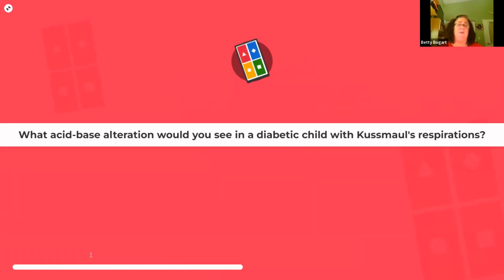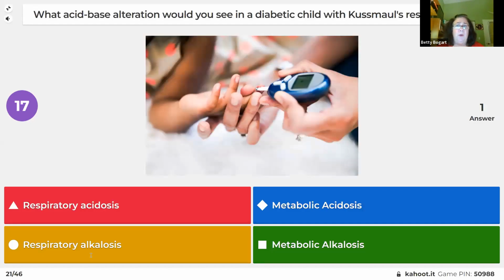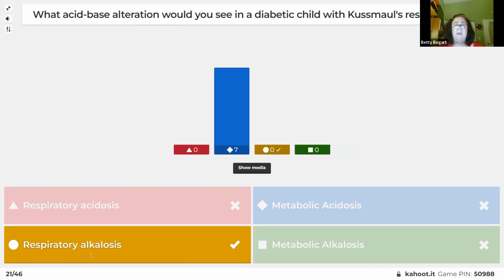What acid-base alteration would you see in a diabetic child with Kussmaul's respiration? Well, when you're to the point of Kussmaul's, you're in a diabetic ketoacidosis state, which means metabolic acidosis. So your body's trying to go against it, right? Your body is going to go into respiratory alkalosis to try to correct it. That's why there are Kussmaul's respirations, which are slow and prolonged. It causes an alkalotic state, which tries to correct what diabetes has done with the metabolic acidosis, okay?